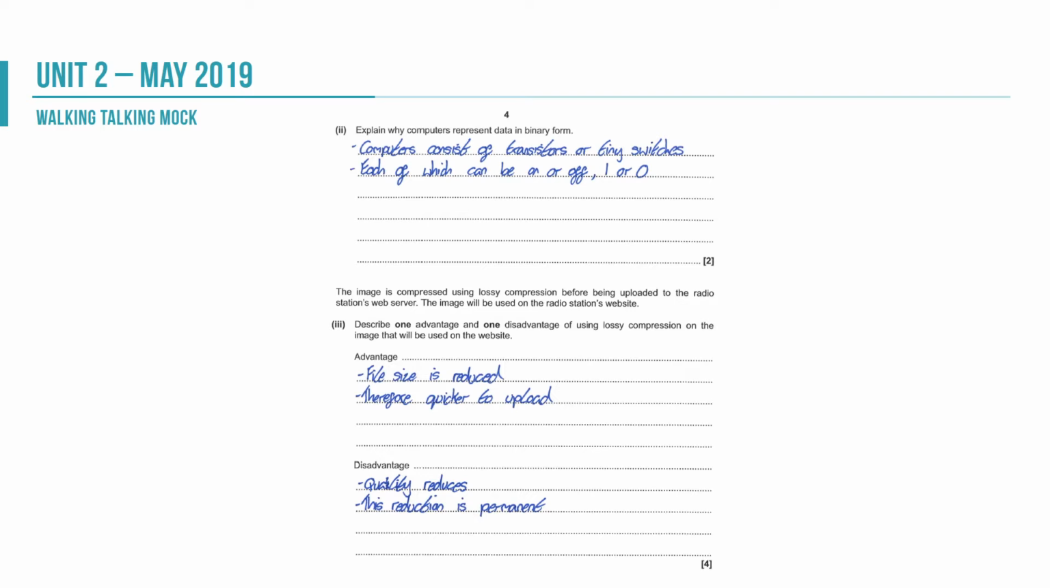This is a prime example of a question where it would be very easy to get 2 marks out of 4 by saying file size is reduced and quality reduces, but you need to make sure you're getting those 4 marks by describing the advantage, and I've made that really clear with my bullet points.